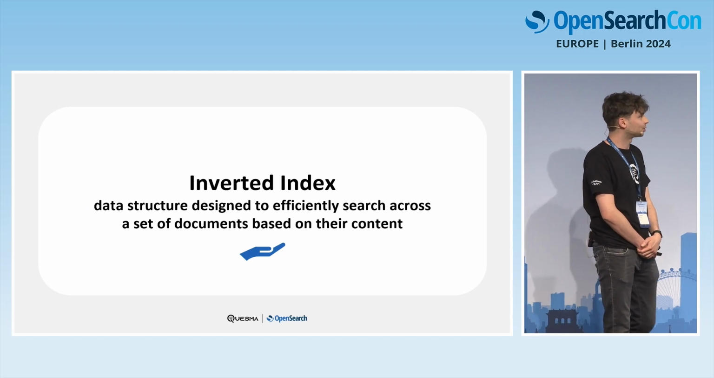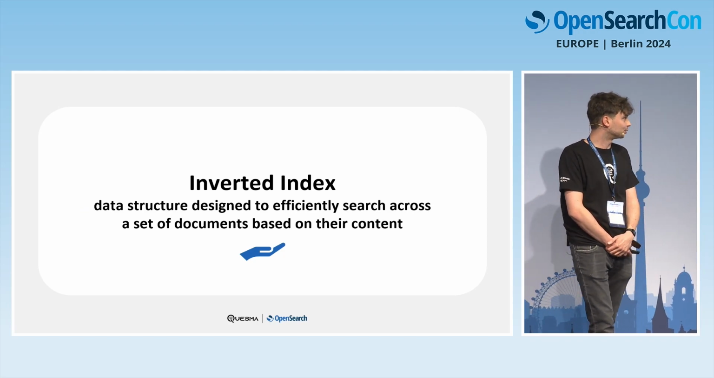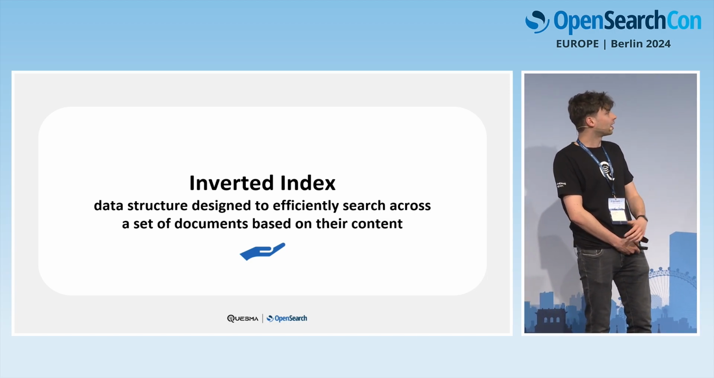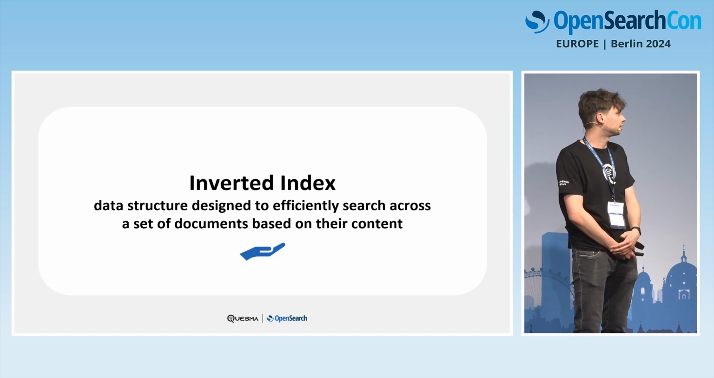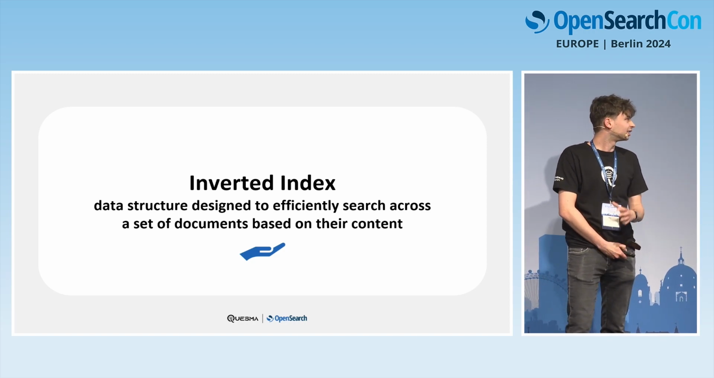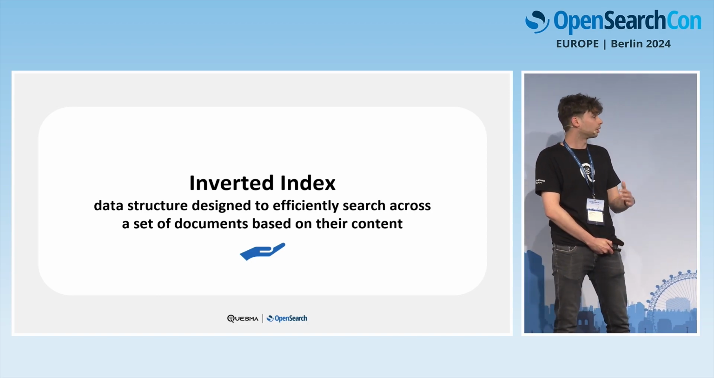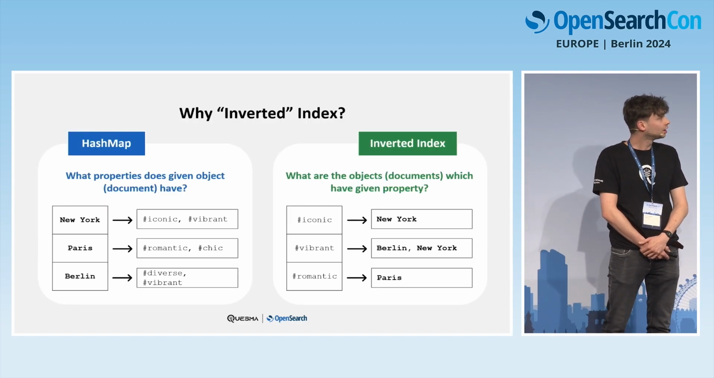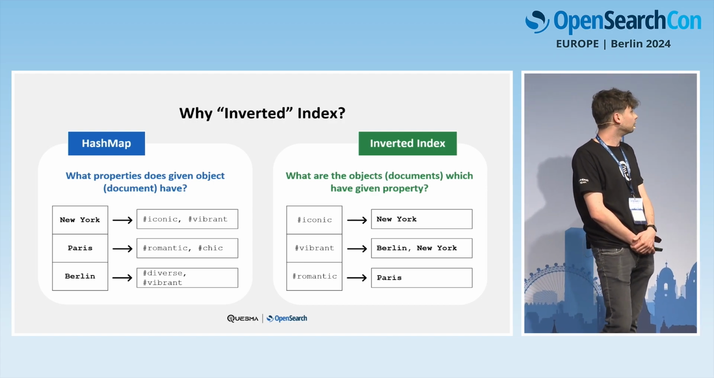And also, it's not a CS dictionary definition, by the way, it's just my way to explain stuff in very basic words for those of you who don't know. Let's stick to that definition just for now, that let's treat inverted index as a data structure designed to efficiently search across a set of documents based on their content. So now we are all on the same page. And also, let me explain why actually it's called inverted.